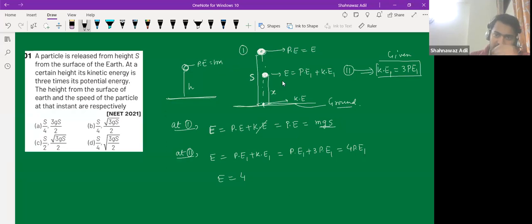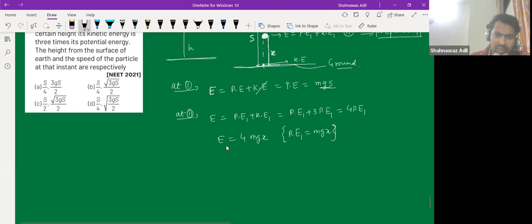mgh. So we have this point, right? And this is the ground. So this distance is x. So what would be the potential energy? mgx. mgx only, right? So this would be mgx because potential energy 1 is only mgx. Clear?